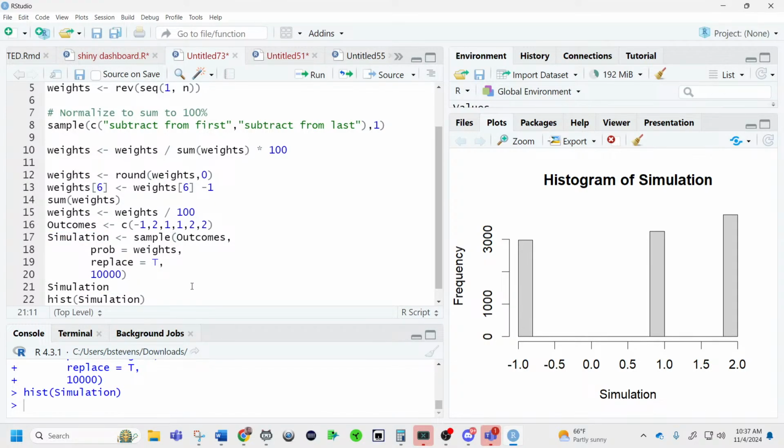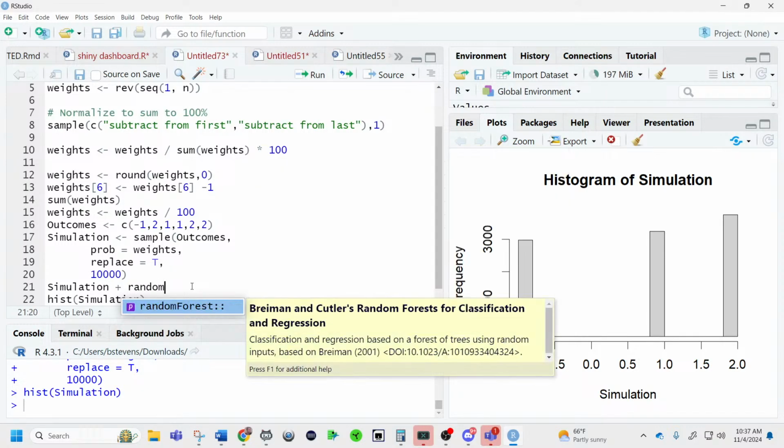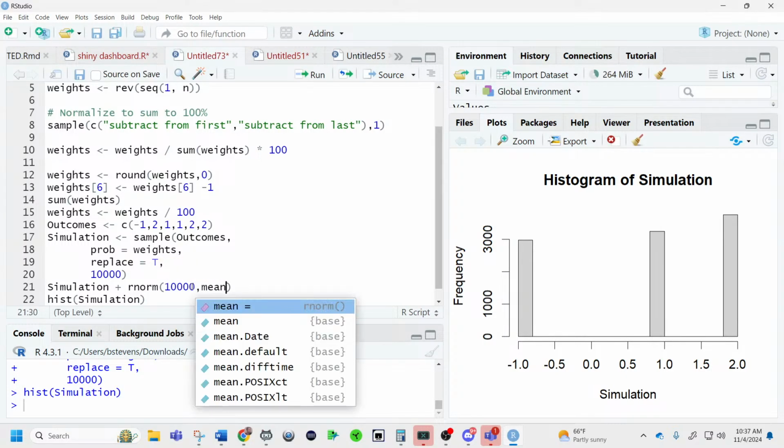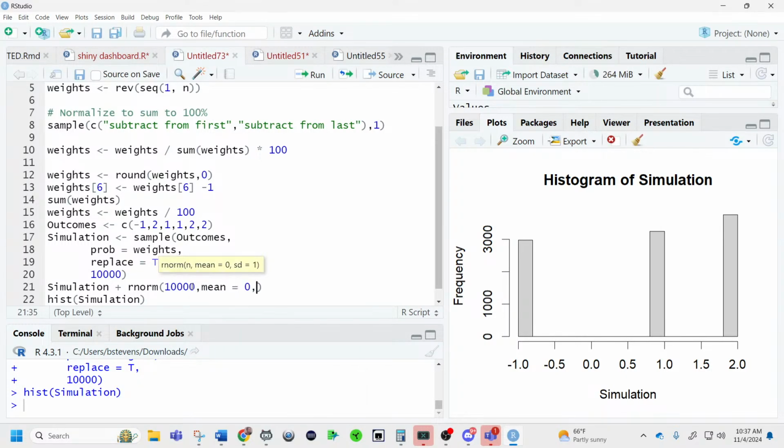And so simulation, and then we could go to it plus random, or rnormal. It's gonna make like a trimodal distribution, and rnormal 10,000 observations to it with a mean of 0. We don't want to bias it, because if you think the polls are wrong in one direction, you could bias it, but we're not going to bias it. And standard deviation of 7.2.